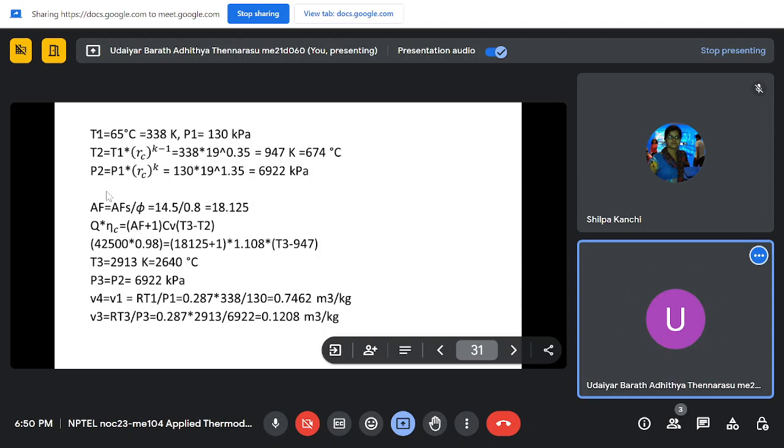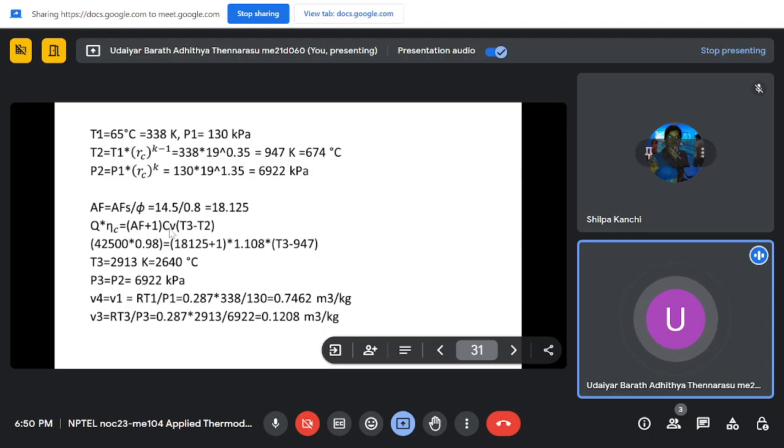The next step is to find the temperature at state 3. Here the calorific value is 42,500, and combustion efficiency is given as 98%, so 0.98, written in terms of air fuel ratio instead of mass. So it will be m dot F into Q into combustion efficiency equals m dot F plus m dot A for the process in the cylinder. If you divide both sides by m dot F, you get air fuel ratio plus 1. That is for process 2 3.